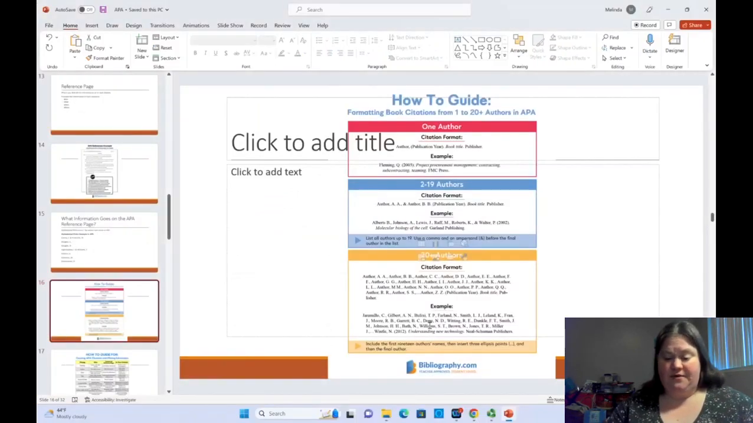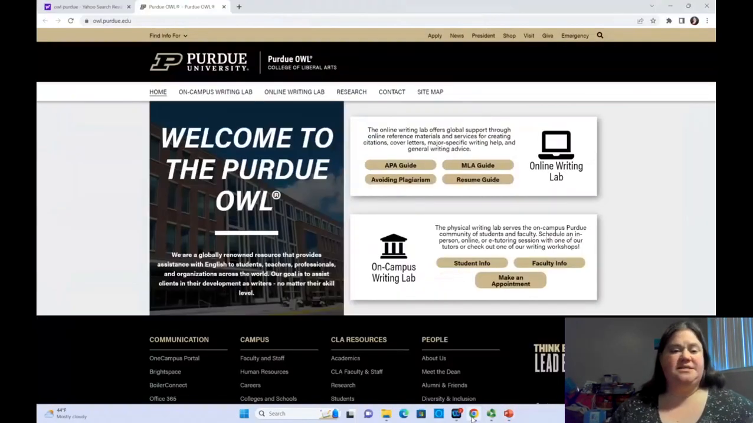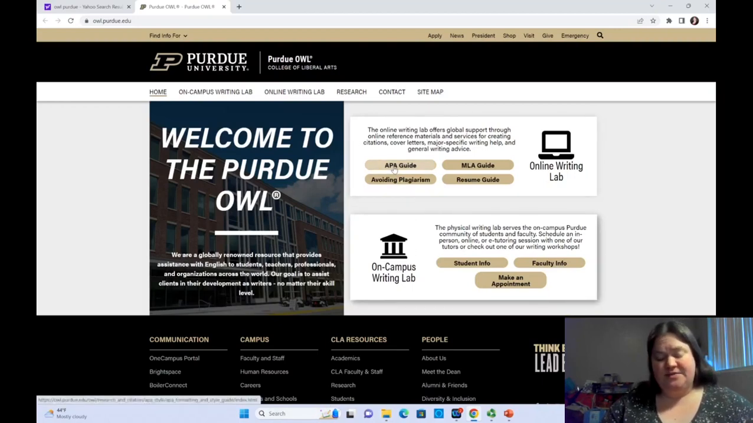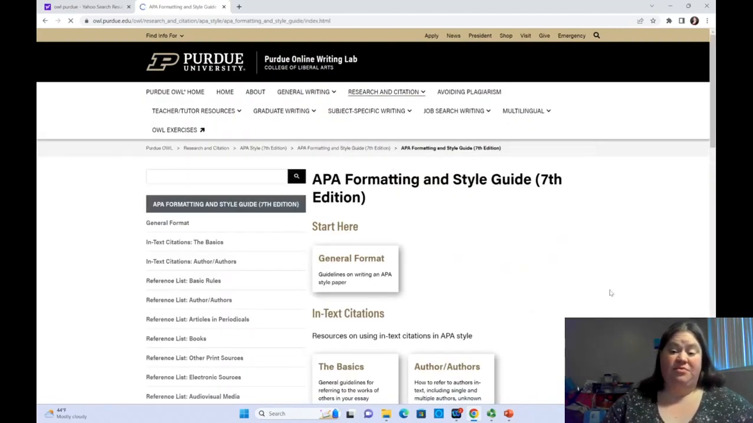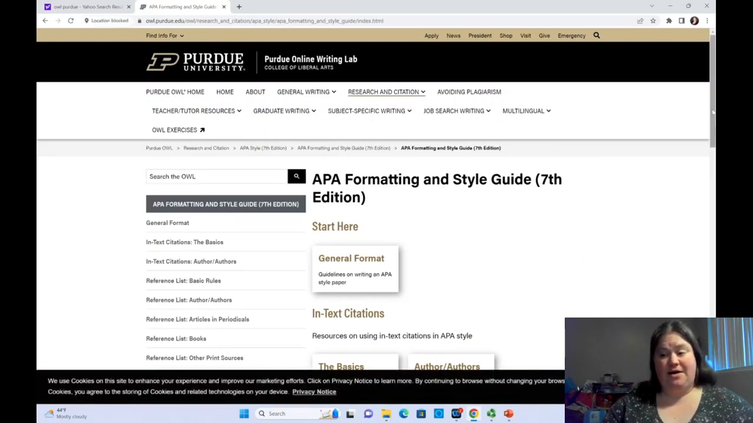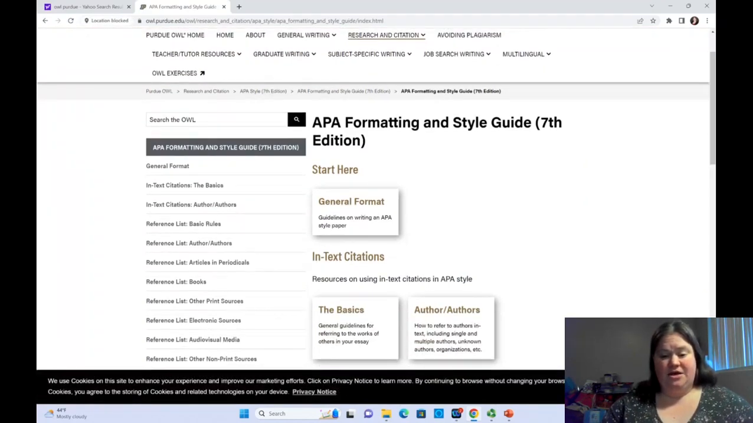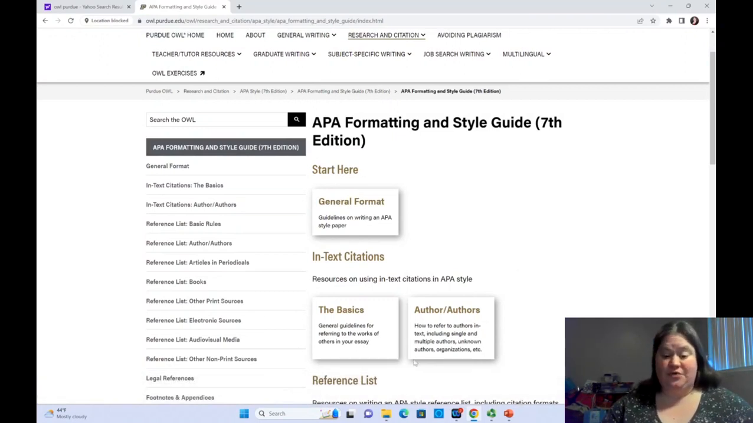So what I do if I'm not doing an APA article is I will go here to owl.purdue.edu. As you can see, they have a very nice website, everything's set up. We are using APA, so we definitely want to be in the APA guidelines. So we can click that, and it will tell you pretty much everything you need to know about APA, be it that you want to do in-text citations or the reference list or just general formatting. It is all here, all broken down on the side.